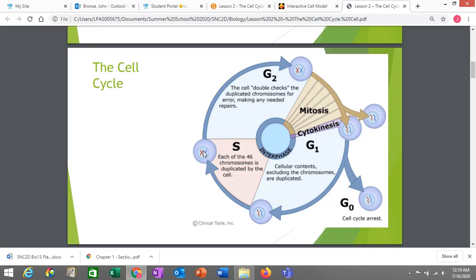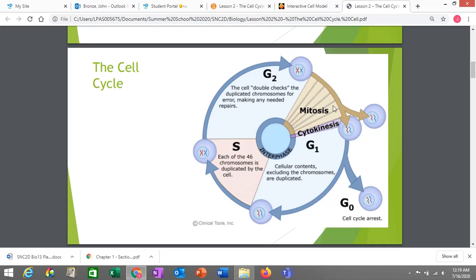Now this is a little bit misleading. You're not going to really necessarily see those chromosomes, but they are duplicated. You now have 2 sets of genetic information here, whereas here you just had 1 copy of it. You now go into G2, where the cell double checks that everything is okay, and if it is, then it can move on to mitosis, and it will divide again to form 2 new cells.